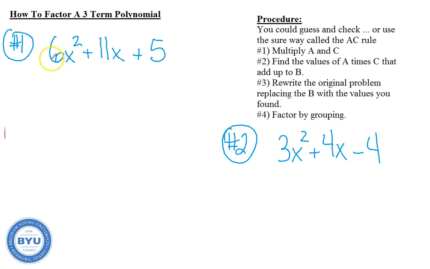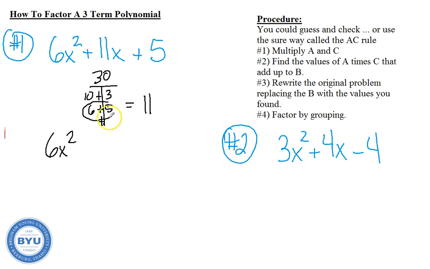Welcome back. Let's do it. AC rule. I'm going to do the A times the C. That's 30. And I'm looking for factors of 30 that add up to the middle term, which is 11. So let's find some factors of 30. 30 would be 10 and 3. That gets me 14. 6 and 5. Ooh, that's going to work. 6 and 5 would get me 11. So that's what I'm going to do. I'm going to rewrite this polynomial, 6x squared, but I'm not going to write the middle term. Instead, I'm going to write these two new factors that I found. Plus 6x plus 5x plus 5.